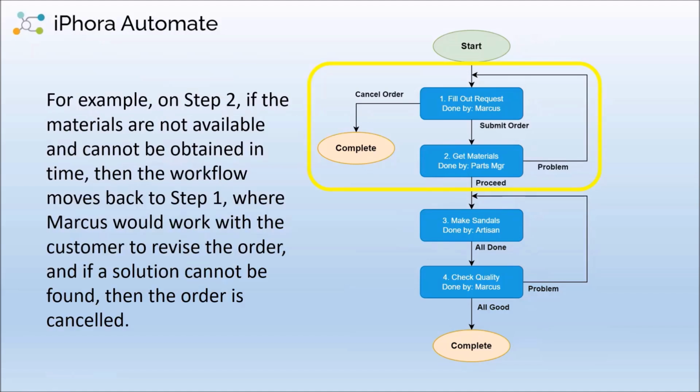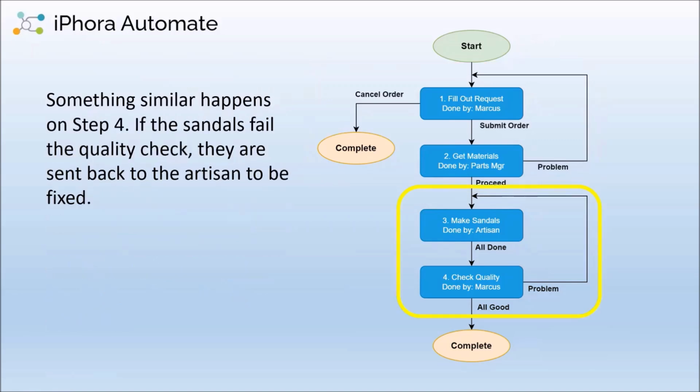For example, on step 2, if the materials are not available and cannot be obtained in time, then the workflow moves back to step 1, where Marcus would work with the customer to revise the order, and if a solution cannot be found, then the order is canceled. Something similar happens on step 4. If the sandals fail the quality check, they are sent back to the artisan to be fixed.